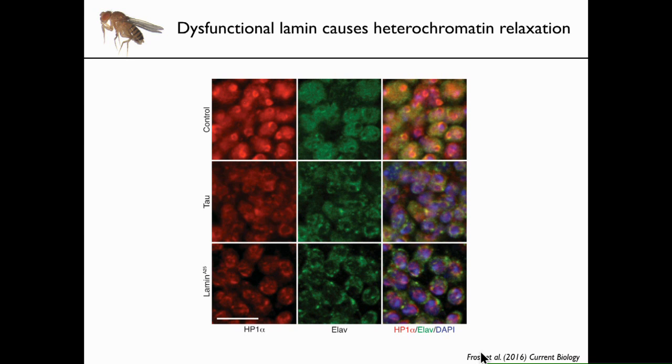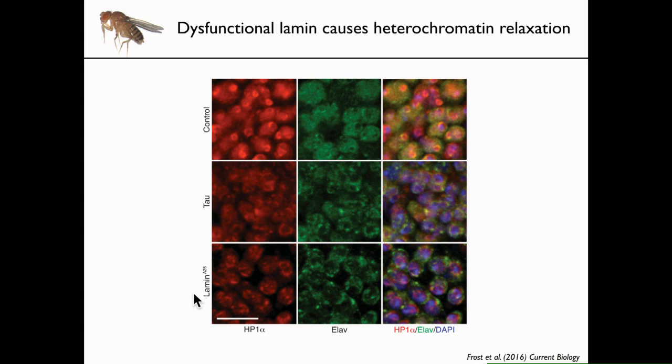Okay, so taking a look at heterochromatin. In neurons based on ELAV staining, control flies have a lot of heterochromatin in the nucleus, based on heterochromatin protein 1 staining. You can see these HP1 positive chromocenters here in almost all of the nuclei. In tau transgenic flies, you see an overall reduction of heterochromatin protein 1 staining, and you lose that chromocenter staining as well.